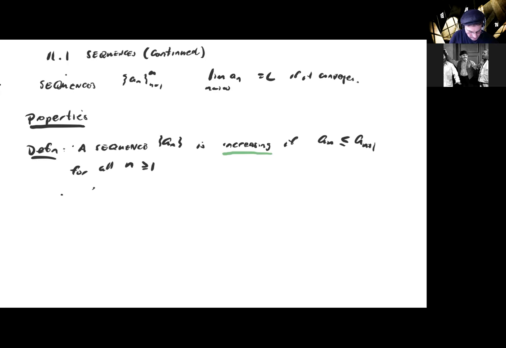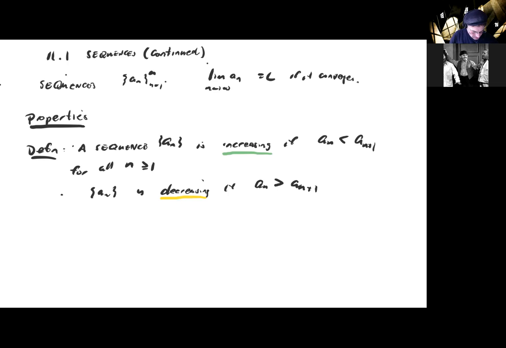A sequence A sub n is said to be decreasing if A sub n, the nth term, is larger than the next term. It should be a strict inequality here, so let me change that. Strict inequality in both cases. If the terms are getting smaller as you move along the sequence.